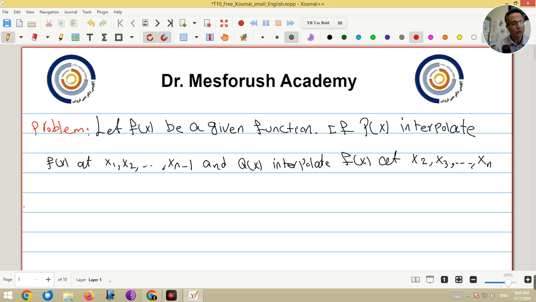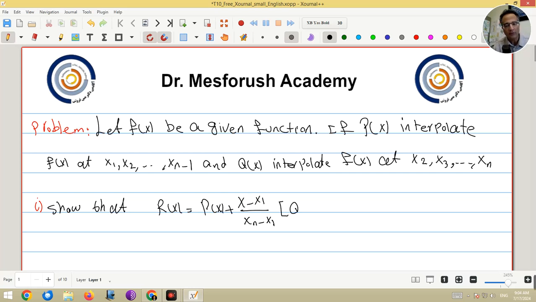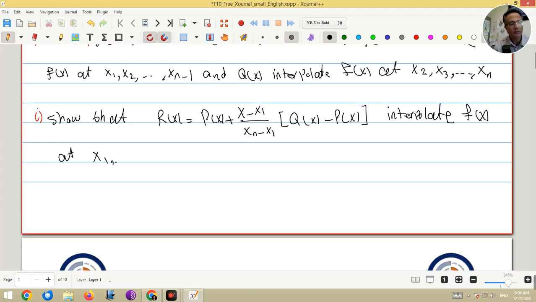I want to do two things. The first one, show that r of x equal to p of x plus x minus x1 over xn minus x1 times q of x minus p of x interpolates f of x at x1, x2, up to xn. This is the first thing.